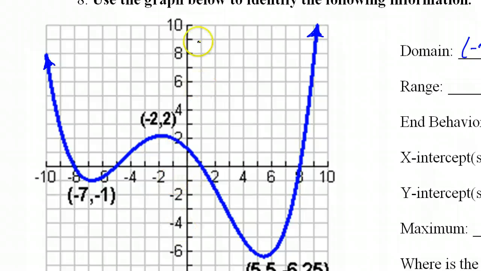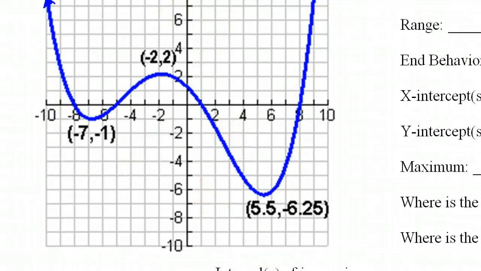Okay, now the range. The range is the y values of a function. So in this case, graphically we're talking about how low it goes to how high it goes. Now, the bottom of this graph, the lowest point is here. Now, we're going to need these decimals to help us know exactly how low that is. Which one of these numbers is telling me how low this is?